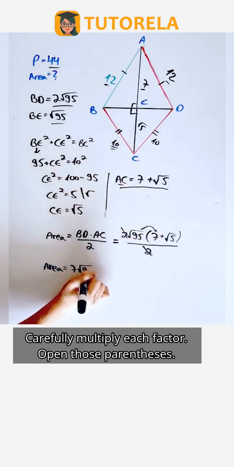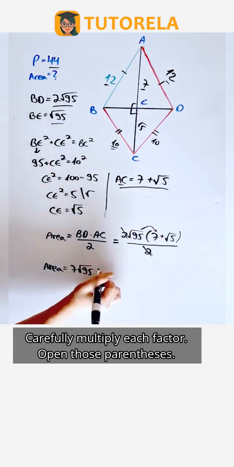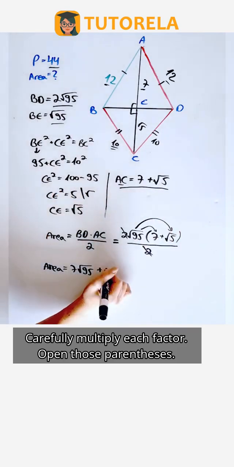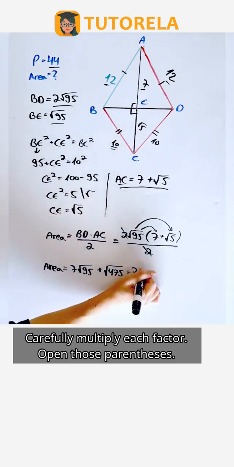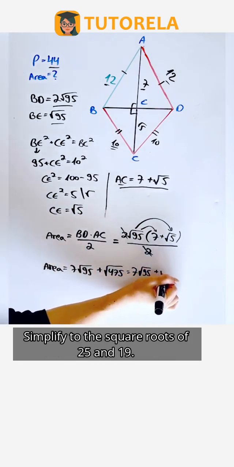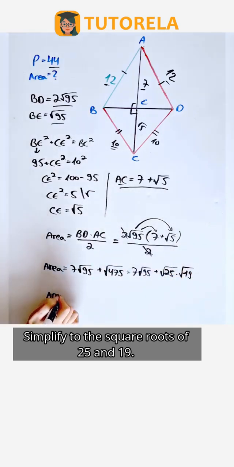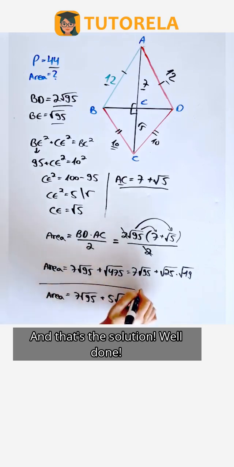Carefully multiply each factor. Open those parentheses. Simplify to the square roots of 25 and 19. And that's the solution. Well done!